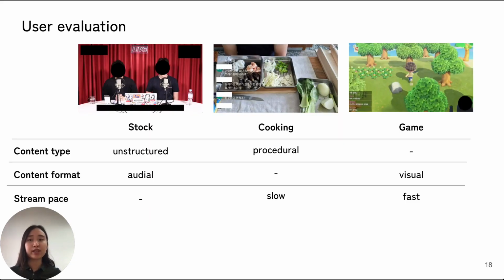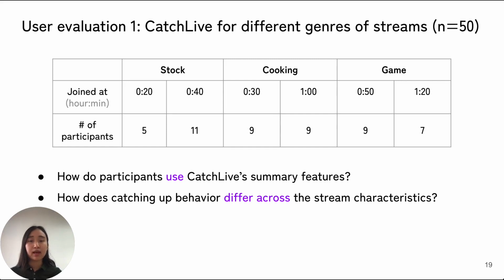We evaluated CatchLive with 3 different genres of live streams. The streams we chose are stock, a podcast-style information sharing about the stock market, cooking, which shares the cooking process of a pasta dish, and game, which plays a game called Animal Crossing. These 3 streams differed in major attributes such as content type, format, and stream pace. In our first evaluation study, we examined how participants use CatchLive summary features and how catching up behavior differs across the stream characteristics. We divided the participants of each stream into 2 groups and asked them to join the stream at a different time. After the viewers watched the stream, we conducted a survey composed of Likert scale and open-ended questions.